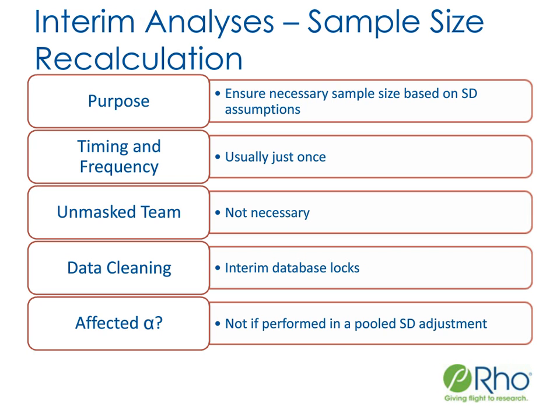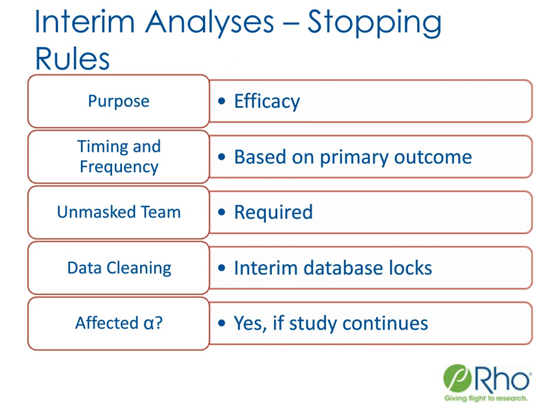For some trials, particularly those running for a long time, you may want to perform an interim analysis to apply stopping rules. These are rules that allow you to stop the trial early if a predetermined threshold for efficacy or futility are reached. The timing is based on the primary outcome, and it is required to have an unblinded study team perform the analysis and review the results. You want your data to be as clean as possible and should plan for an interim database lock. This type of analysis will affect your type 1 error rate, and this should be accounted for in planning your trial.